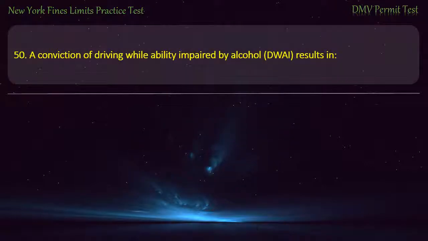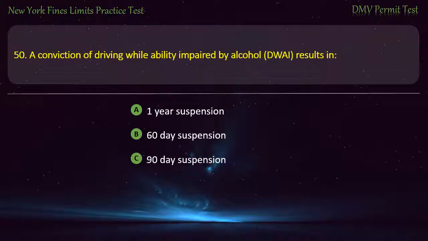Question 50. A conviction of driving while ability impaired by alcohol, DWI, results in 1 year suspension, 60-day suspension, 90-day suspension, indefinite license revocation. Answer: 90-day suspension.